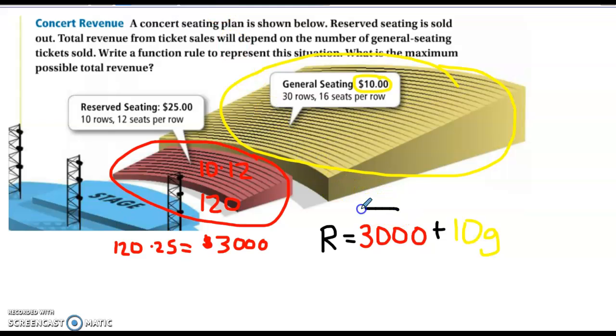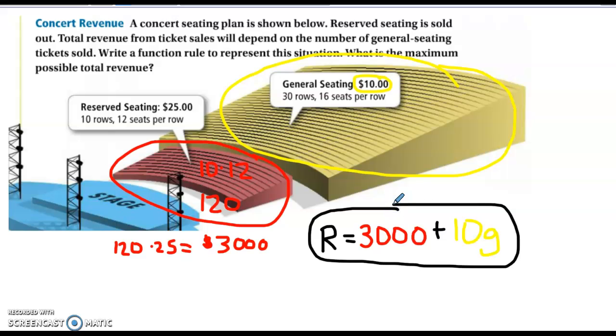So that would be my function rule, right? I've already made $3,000 and I'm going to get $10 for every general admission seat that I sell. So there's my function rule, a function rule to represent this situation. What is the maximum possible total revenue?